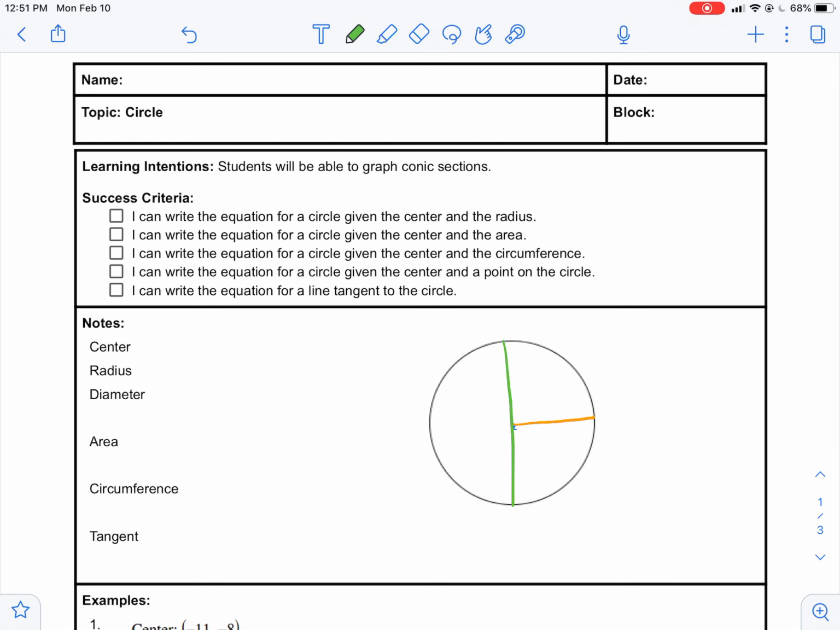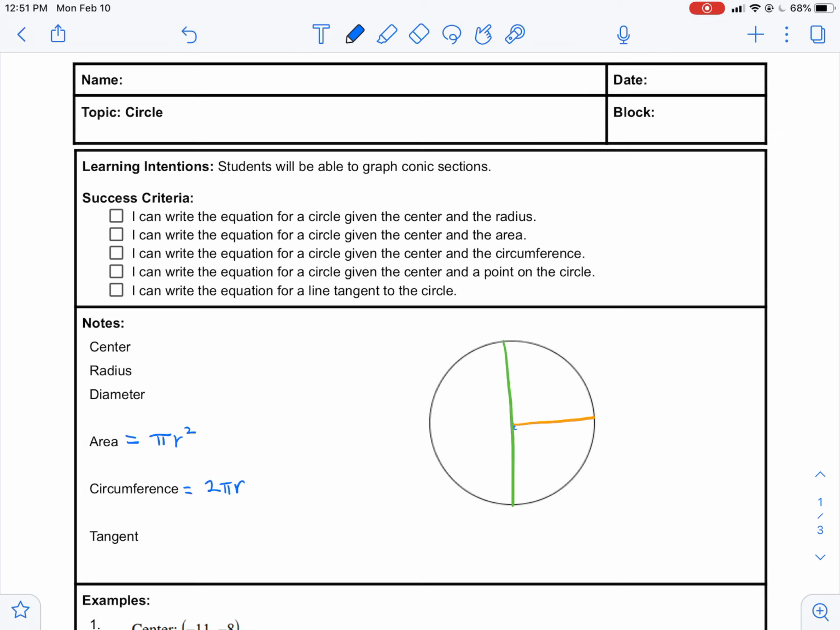And we're going to add to this also your formula for area. Remember, area of a circle is pi r squared. Your circumference is 2 pi r.